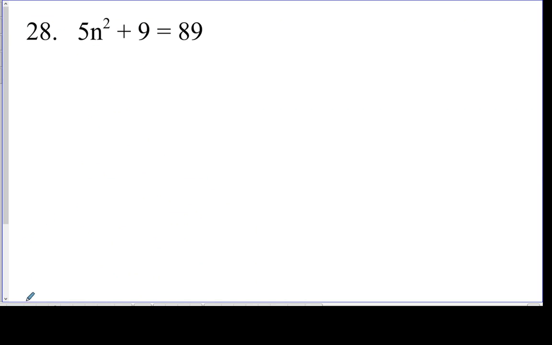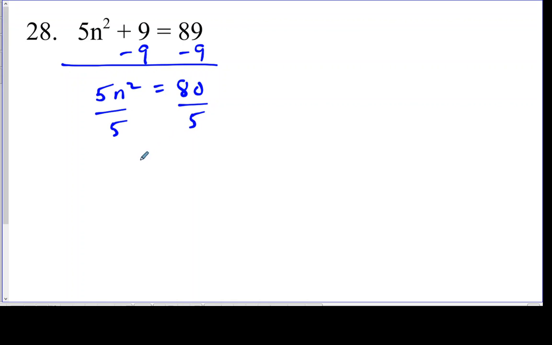Got 28. 5n squared, n is right here. So we want to first of all isolate this variable term by moving the 9 over to the other side. So that leaves you with 5n squared. Over here, 89 minus 9 is 80. Now to get the n squared by itself, we can divide both sides by 5. And we get n squared equals 16.